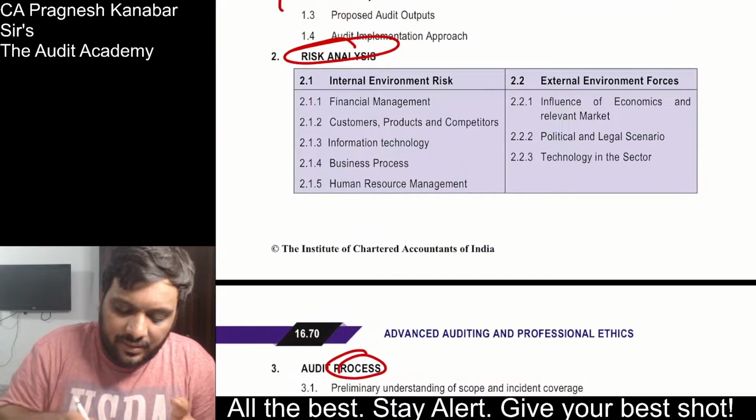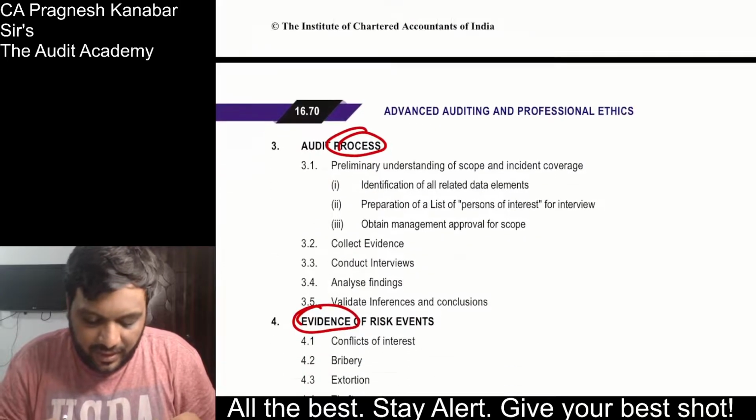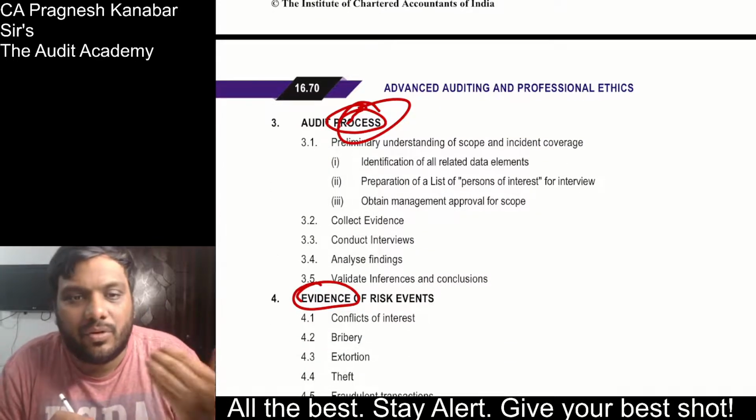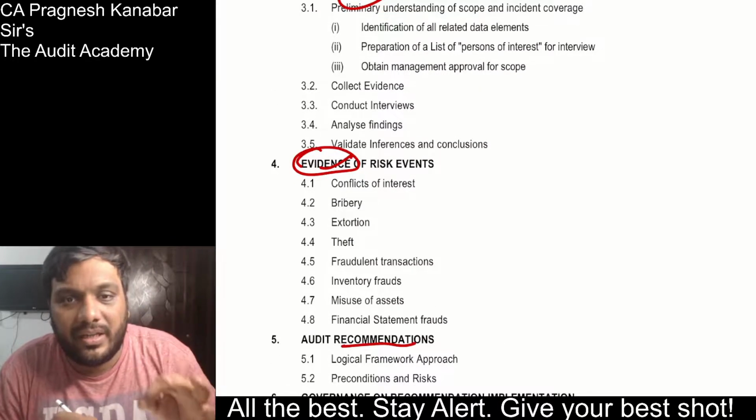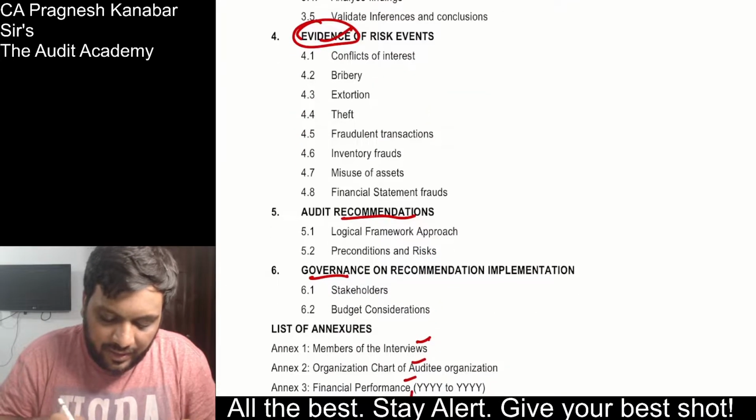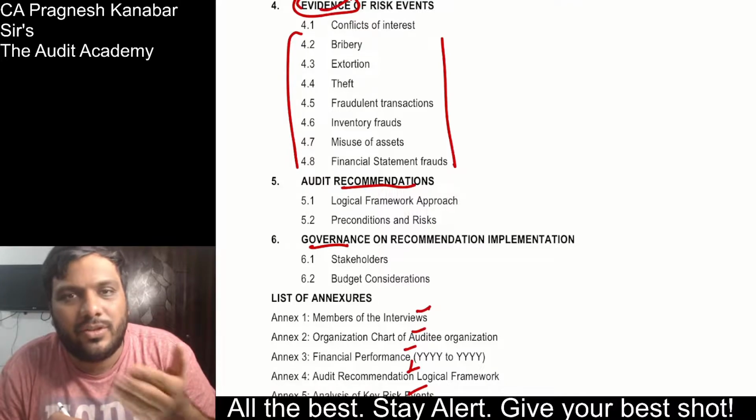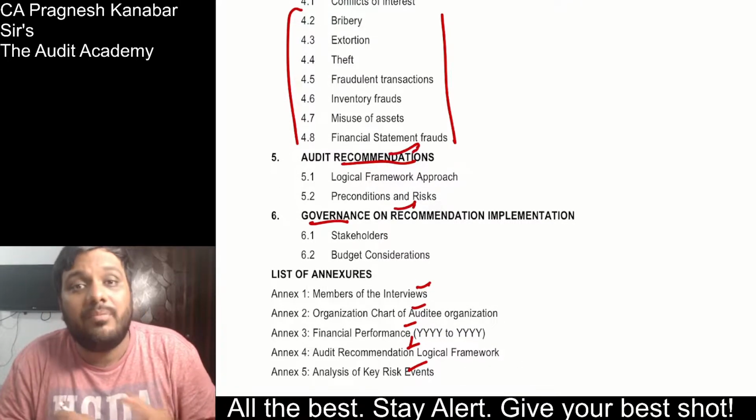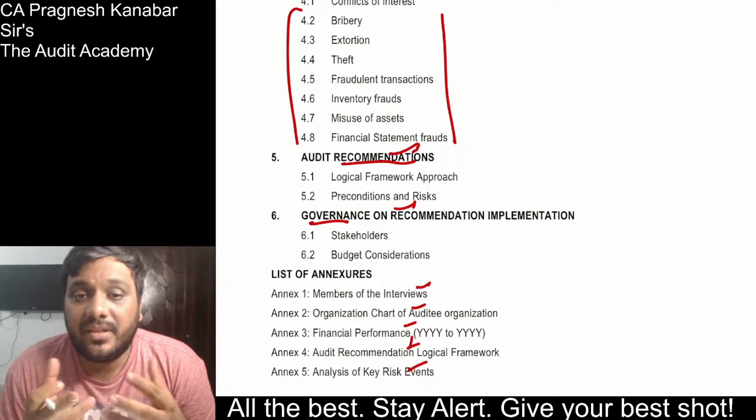How you analyzed the internal business environment and the external environment. Then what was the procedure performed by you, how you collected evidence, and what evidence you have got for the particular events that have happened. They have just explained various risk events, various frauds for which you have got the evidence. Then what are your recommendations, who will implement those recommendations, governance on recommendation implementation, and how much budget will be involved in implementing them.